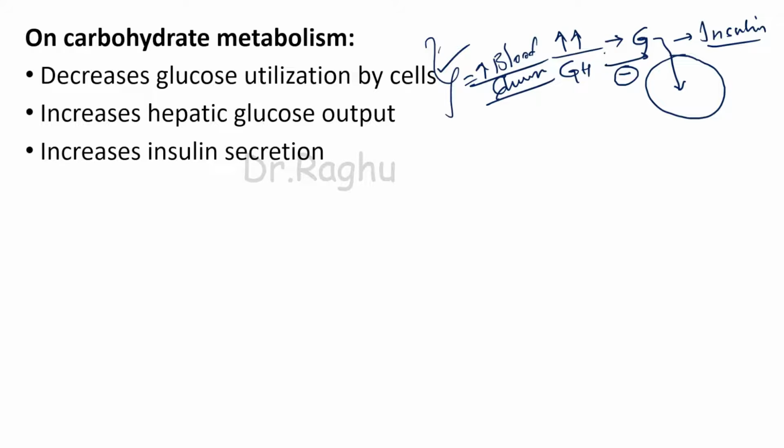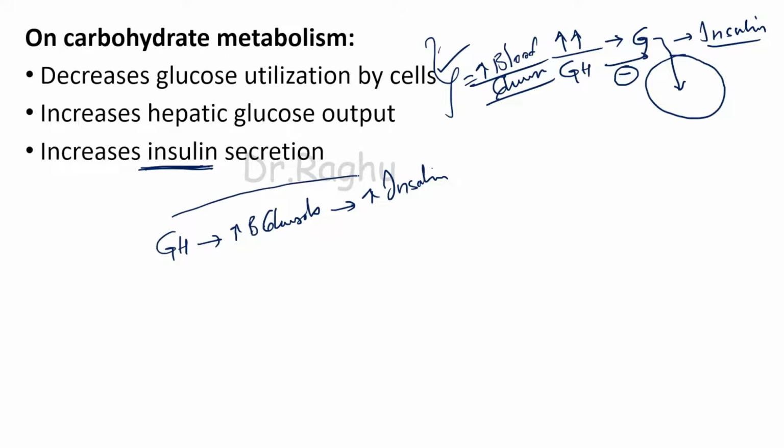So, whenever there is hyperglycemia, what is going to happen? This hyperglycemia is going to cause an increase in the insulin secretion, isn't it? Okay. So, what did the growth hormone do? Growth hormone increased the blood glucose levels. So, the increase in the blood glucose level has caused an increase in the production of insulin. Remember, the growth hormone is not directly causing the increase in the secretion of insulin from the beta cells of the pancreas, but growth hormone is increasing the blood glucose levels. Because of that, there is an increase in the insulin secretion.